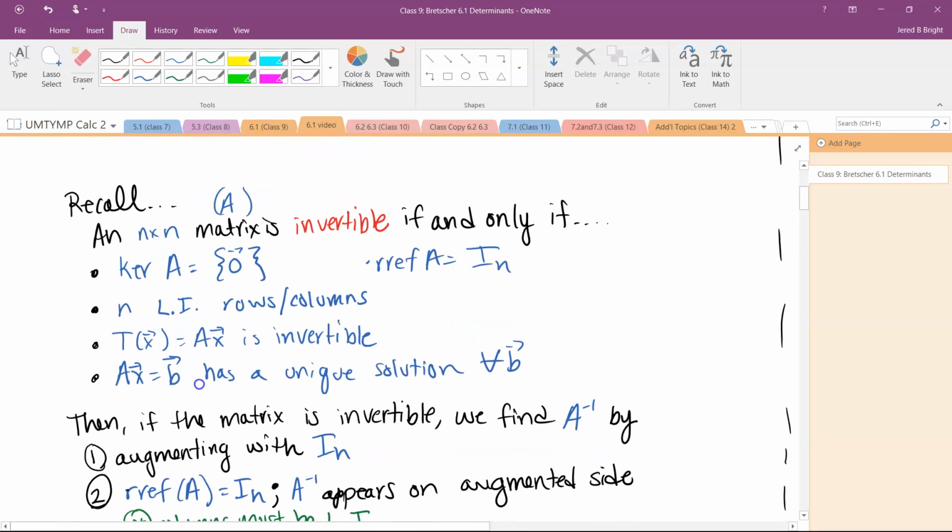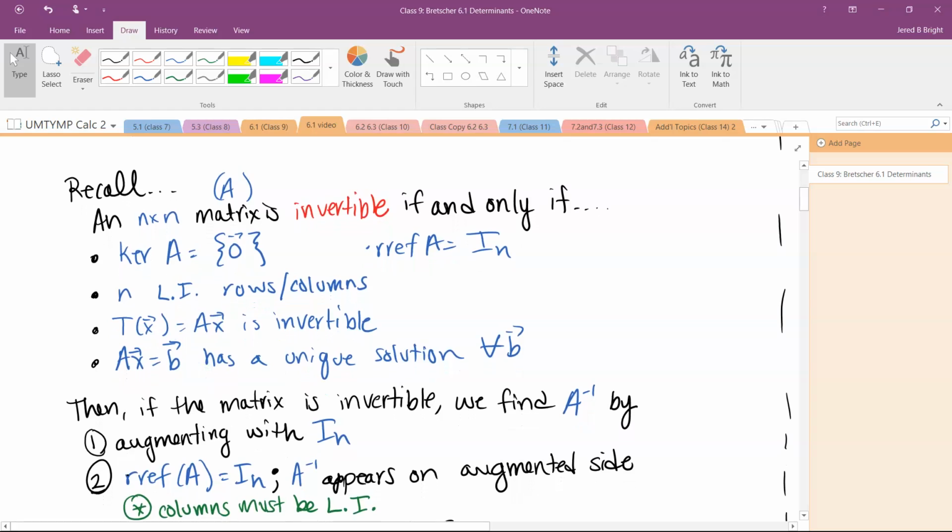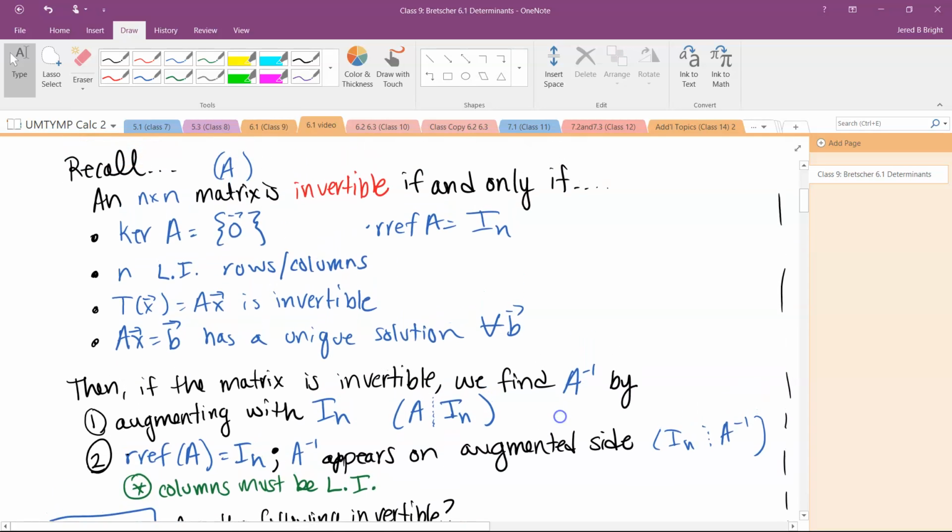Okay? So that was guaranteeing existence of an inverse, and now to actually find the inverse, we did this process before. We augmented with I_n, that is to say in matrix form, it would look like matrix A, and then on the right side we would have I_n. And then we row reduce until we get I_n on the left, and then A inverse pops out on the right. Okay, and then just keep in mind we have to have the linearly independent columns.